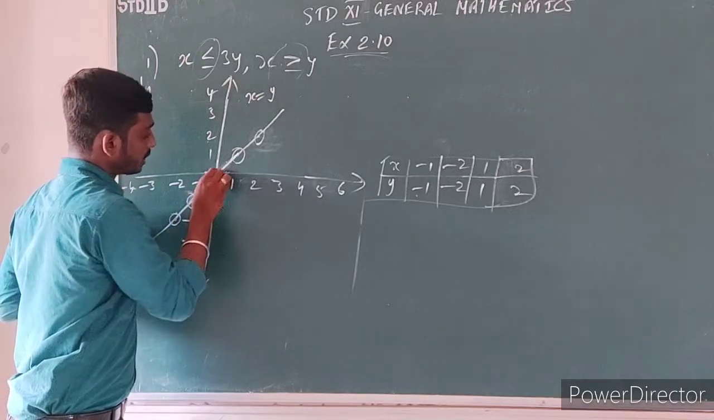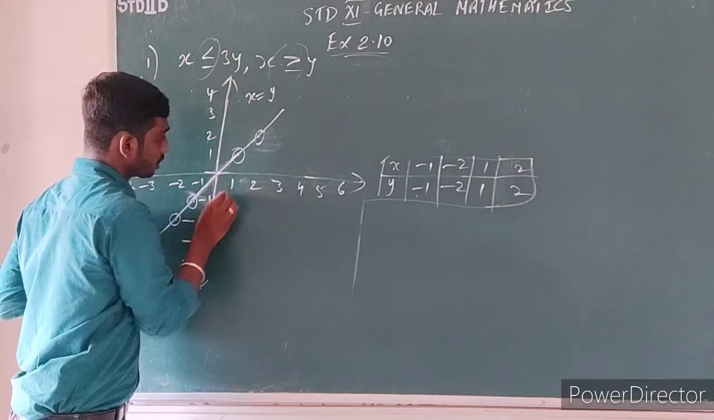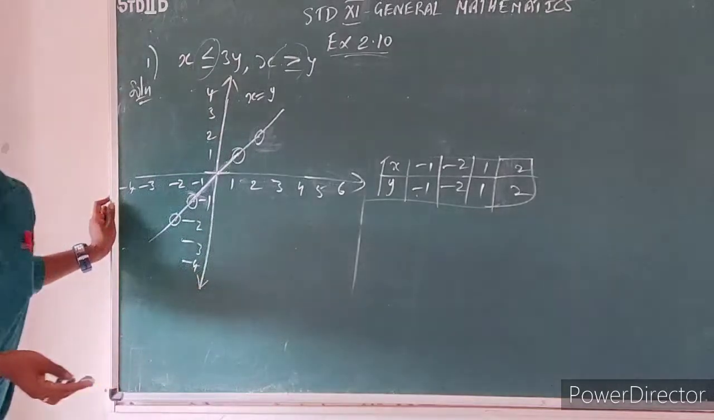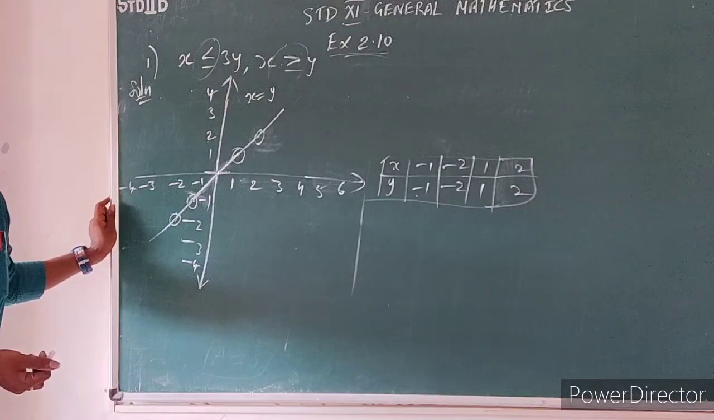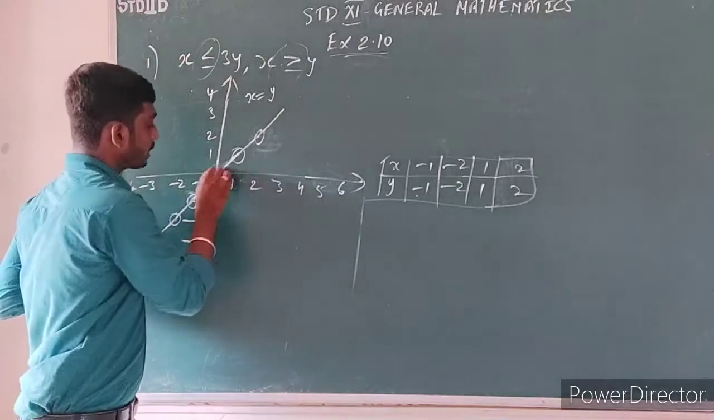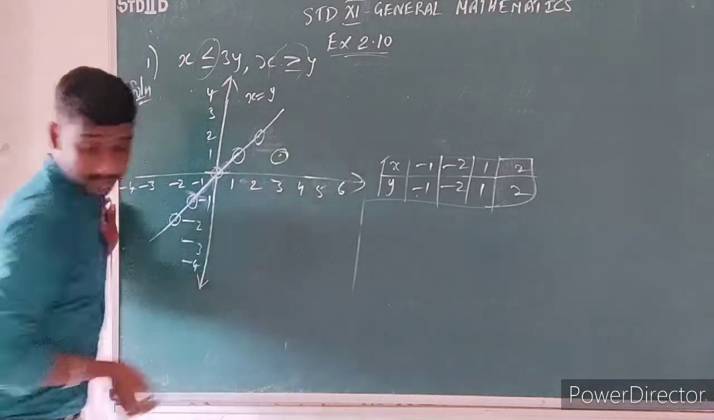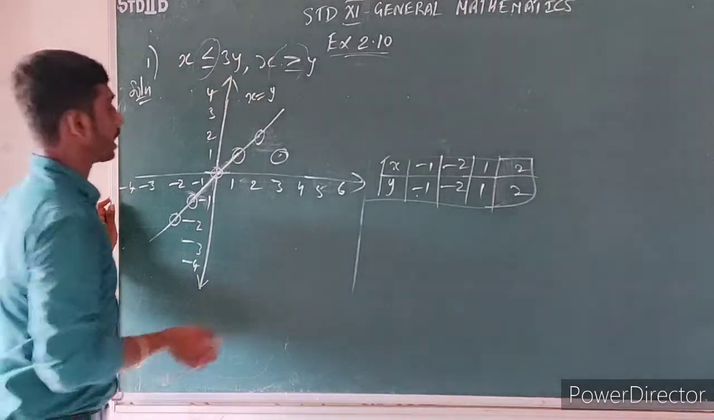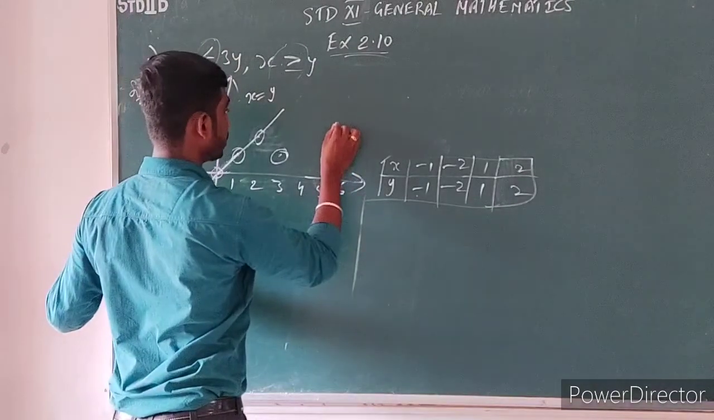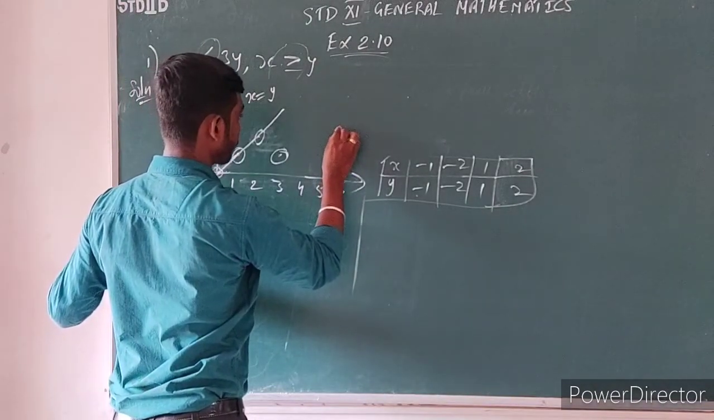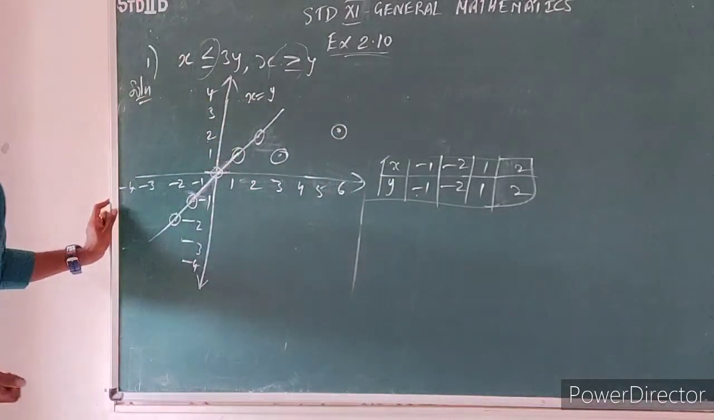What is the point we are getting here? 0, 0. Then the next point is 3, 1. X axis 3, then here it is also 3, 1. Then what is the point? 6, 2. X axis 6 and this one is 2. 6, 2.